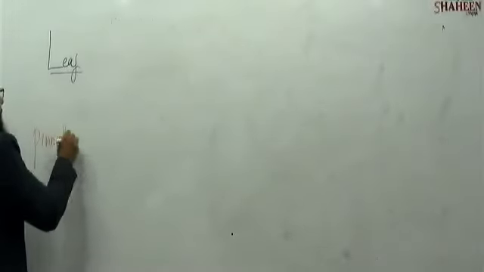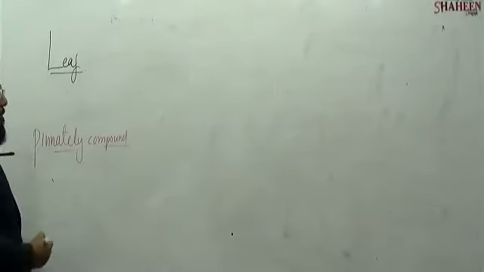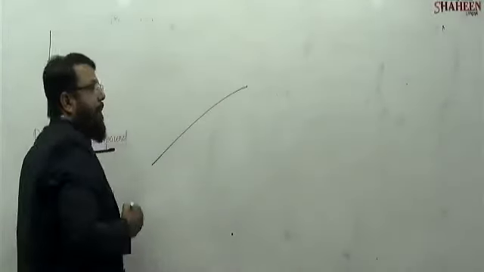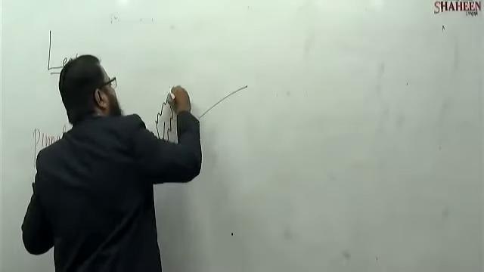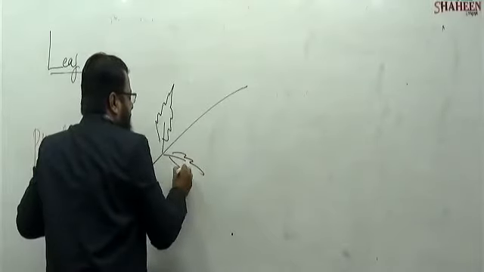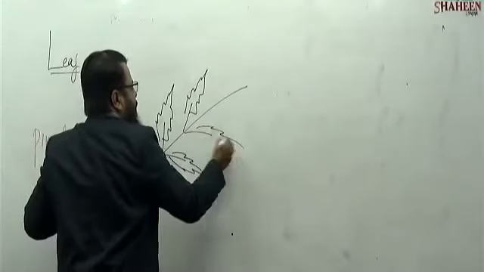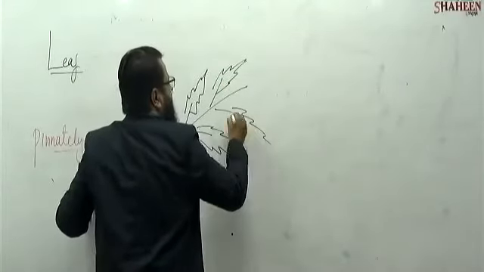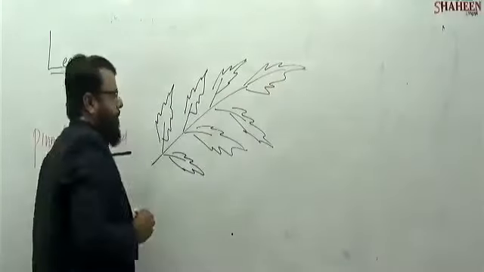In a pinnately compound leaf, it will have a leaf midrib and many leaflets: 1, 2, 3, 4, 5, 6 and 7. Seven leaflets I have drawn here.